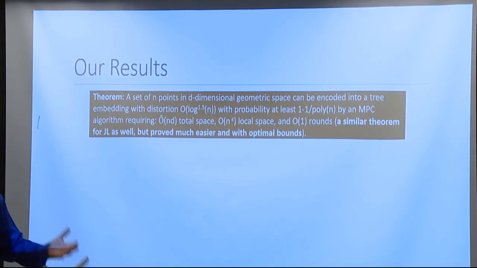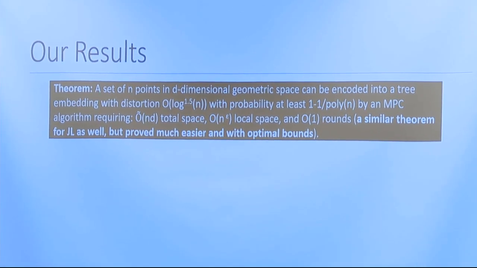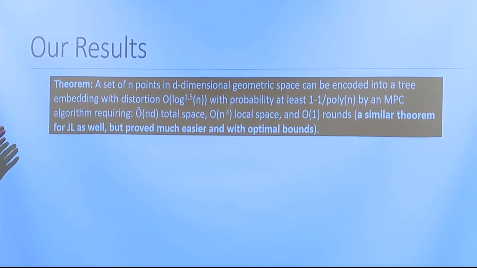And as I mentioned, I think the papers are well written. At least when I read them now, I could understand them. But yeah, so that's the interesting thing.